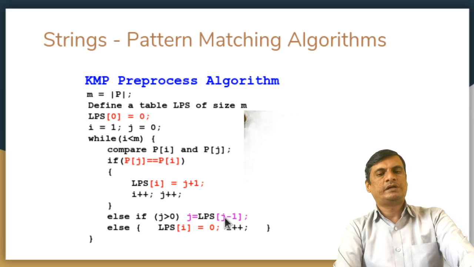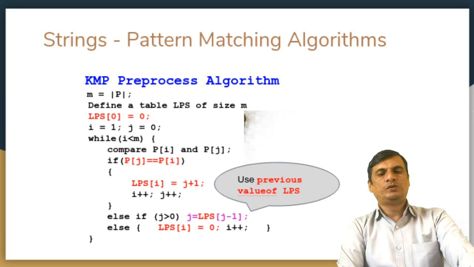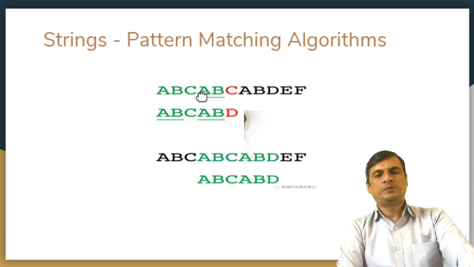So we were currently at LPS of j, but we will take the j minus 1th position because we already calculated LPS of j minus 1. So we try to use that previously calculated value. That is what you do here. You use the previous value of LPS, and if j is not greater than 0, in the sense that it is at the very beginning position, you make it 0. Then i plus plus.